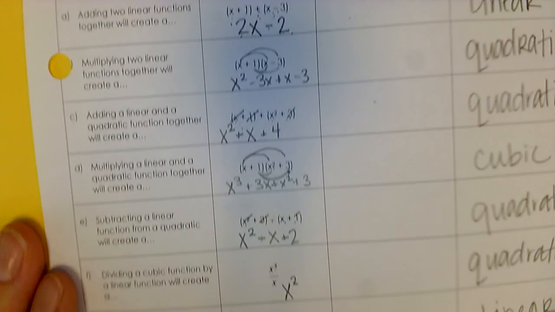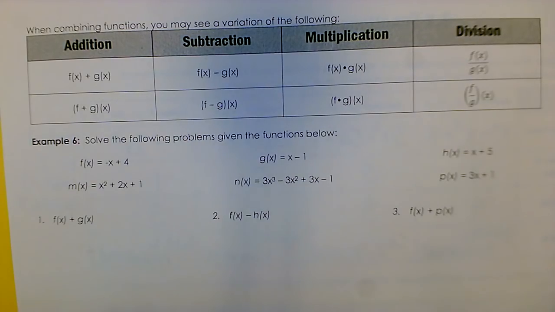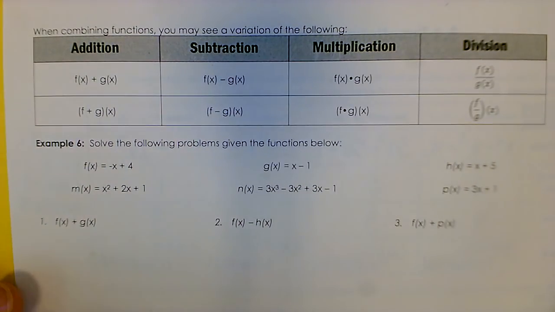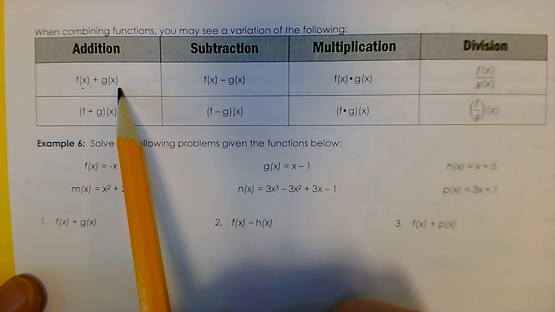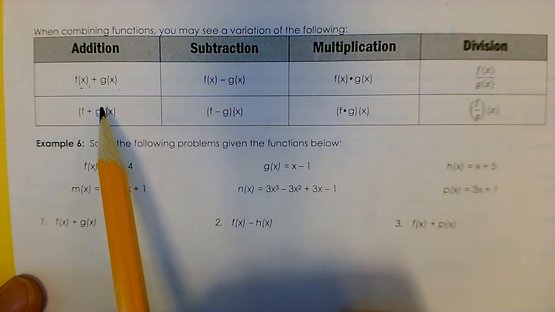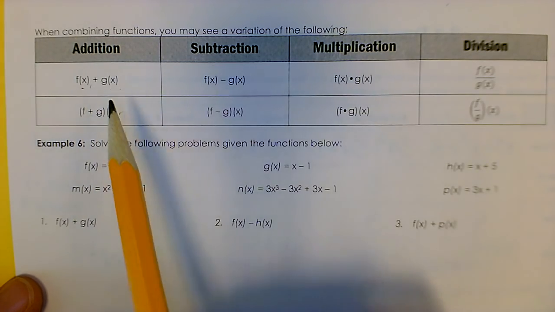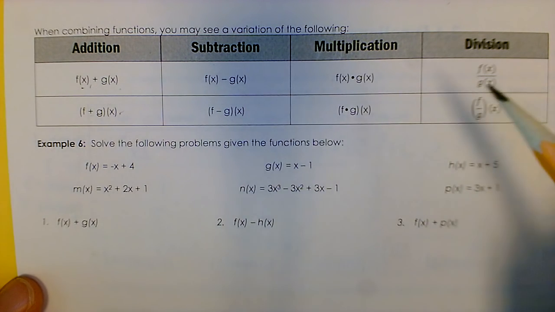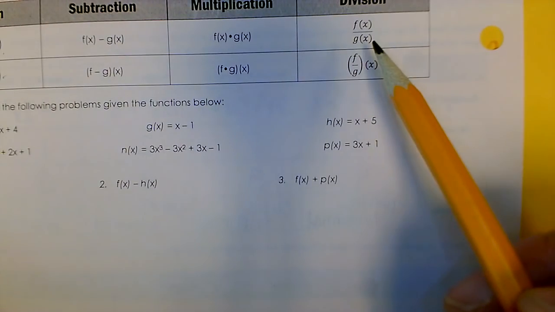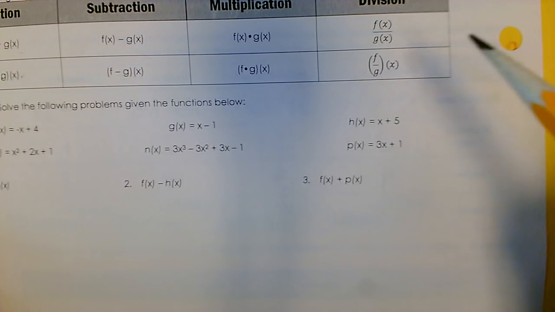Okay, so let's flip the assignment on over. So this is just a table kind of showing you what each one looks like. So if you're adding two functions, like if you have f of x equals something, g of x equals something, they're like this. You can also have the plus inside the parentheses, the f and the g, and the x on the outside. Over here, subtraction, same deal. Multiplication, and then when you divide, you can either say f of x divided by g of x, or you can say f over g of x. They all mean the same thing.